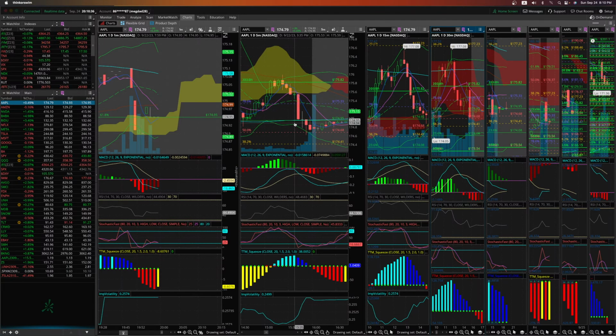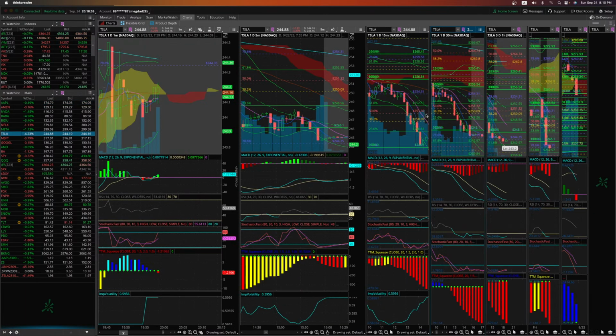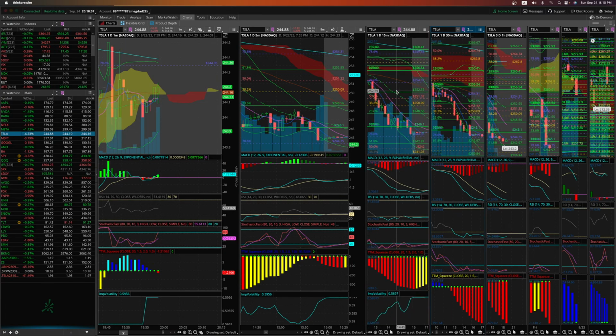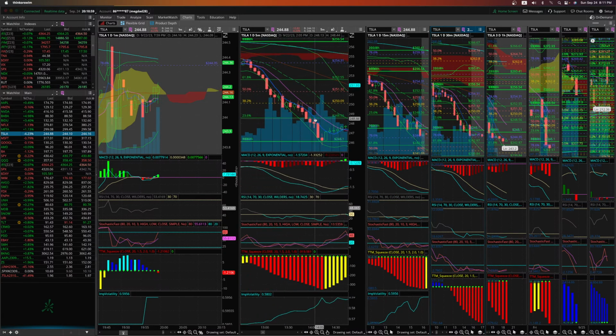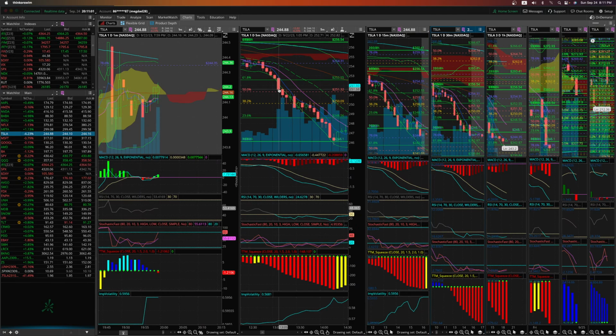And the other important thing is RSI. RSI, very simple. It has an overbought zone and an oversold zone. It has two lines, 30 and 70. Whenever it goes above 70, we call it the overbought zone. When it goes below 30, we call it the oversold zone. So on Tesla, for example, you can see here it went inside the oversold zone at 1 p.m. on the 5 minutes.